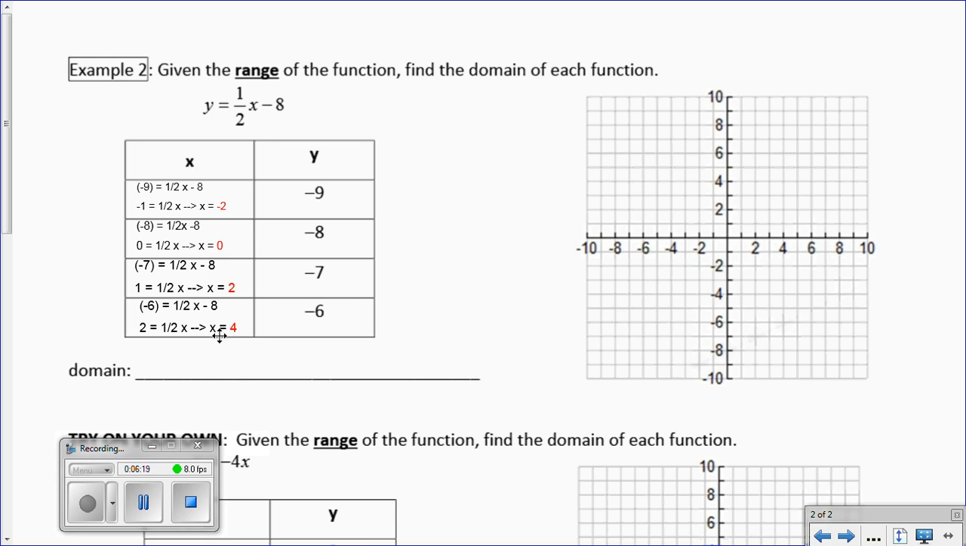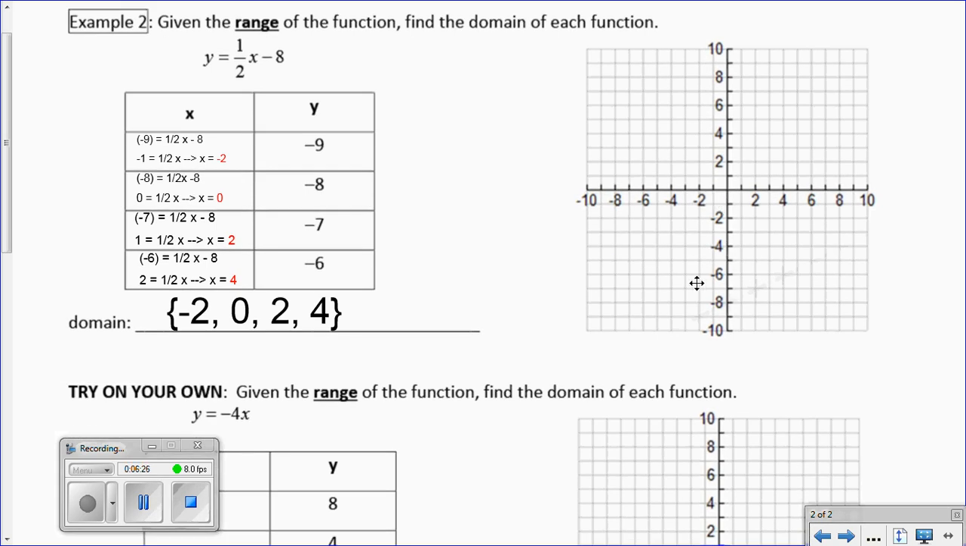So that's my domain, and I write that down here. So these are my ordered pairs. When x is -2, y is -9. Okay, plot my point. When x is 0 and y is -8, so that's right here. When x is 2 and y is -7, and when x is 4 and y is -6. Okay, and if I draw a line so it's got arrows on both ends, that's my graph of this equation. Okay?